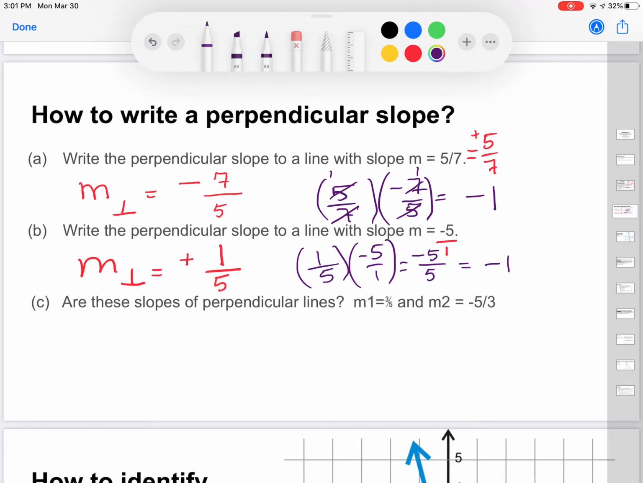Now I'm going to let you pause the video real quick, and you can take these two given slopes, m sub 1 and m sub 2, that would be for line 1 and line 2. And I want you to see if those are perpendicular slopes. And you can use the technique we just did. You can take the product and see if you get a negative 1. Okay? So you can pause the video now, work that on your paper, and then when you're ready, hit the play button and continue on with the lesson.